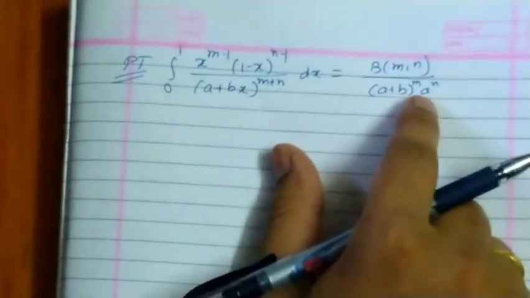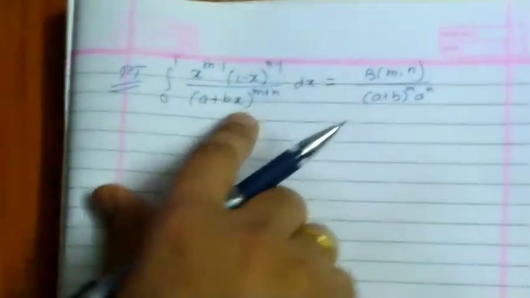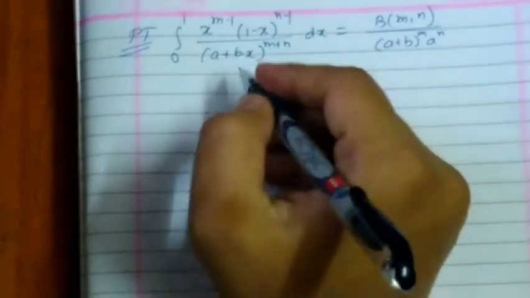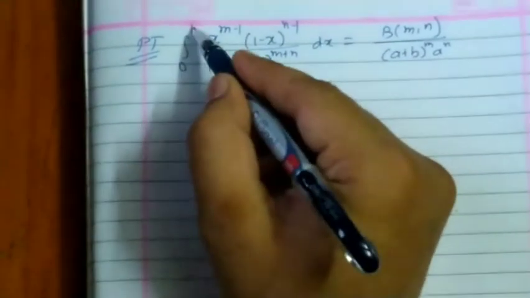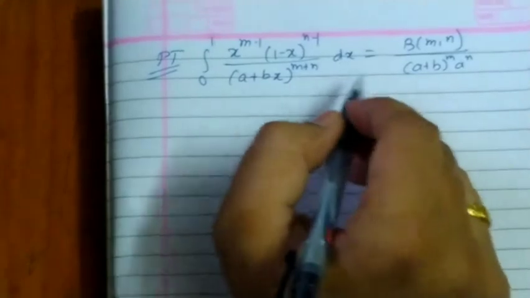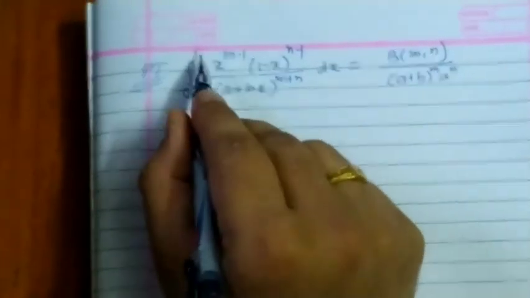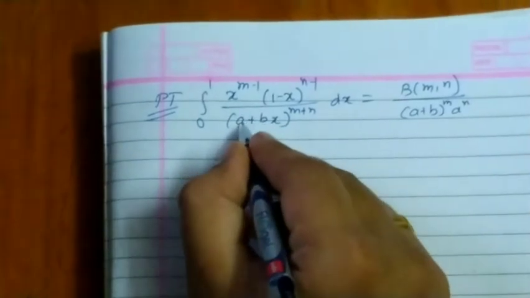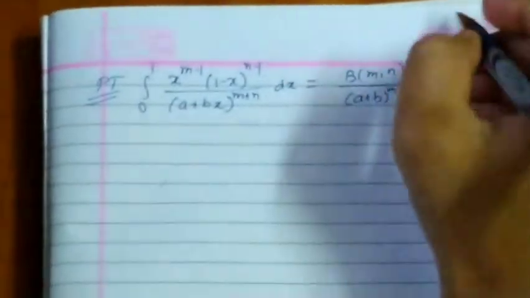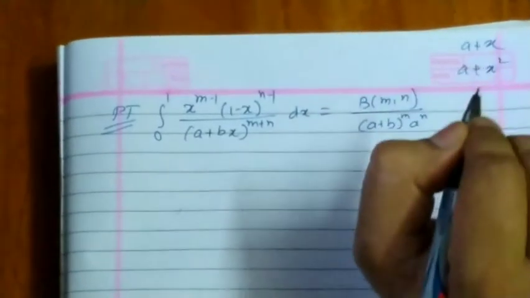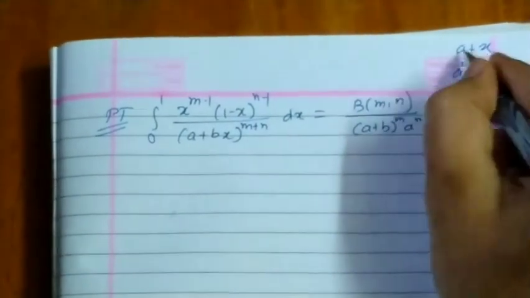If you are asked to prove this problem, then the only possible way is to make an algebraic substitution, because now look at the limit. The upper limit is 1 here, so you have to make a substitution such that this limit is not hampered. In the denominator the term is a plus bx. In all previous examples, what type of term was there? Either a plus x or a square plus x square, like that.